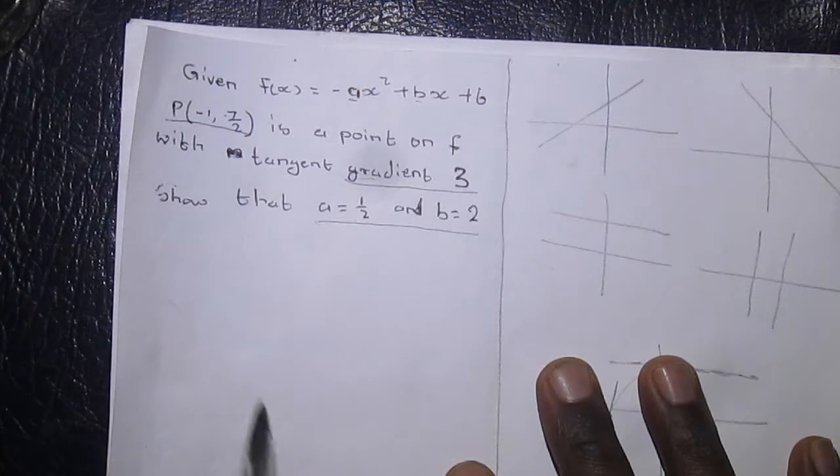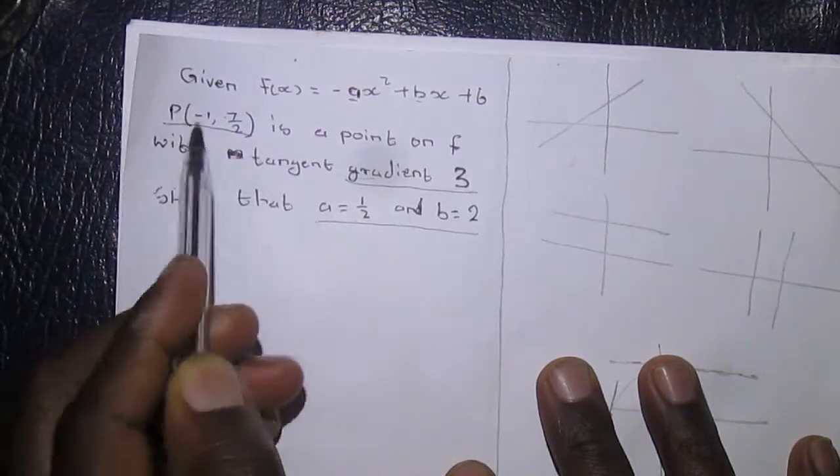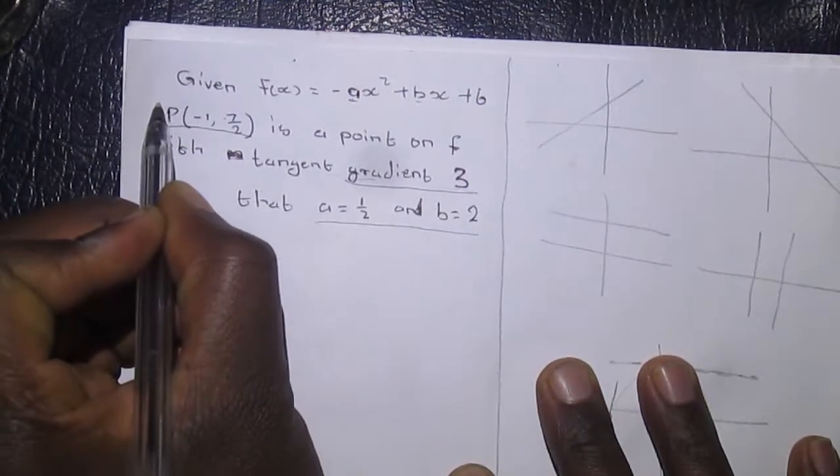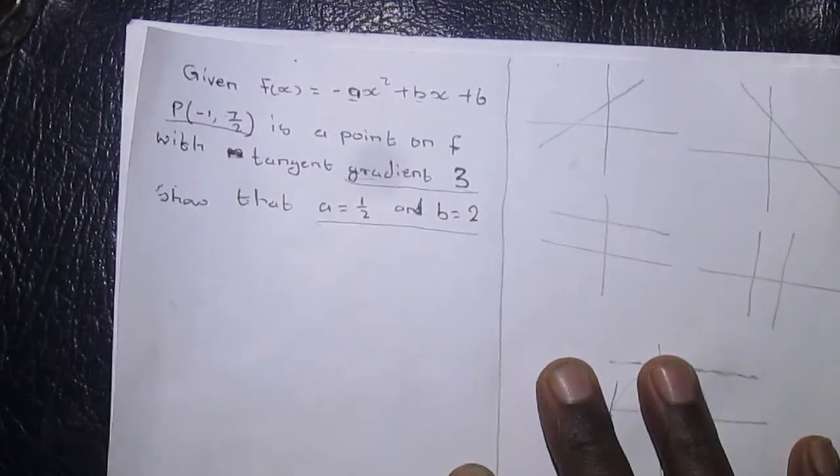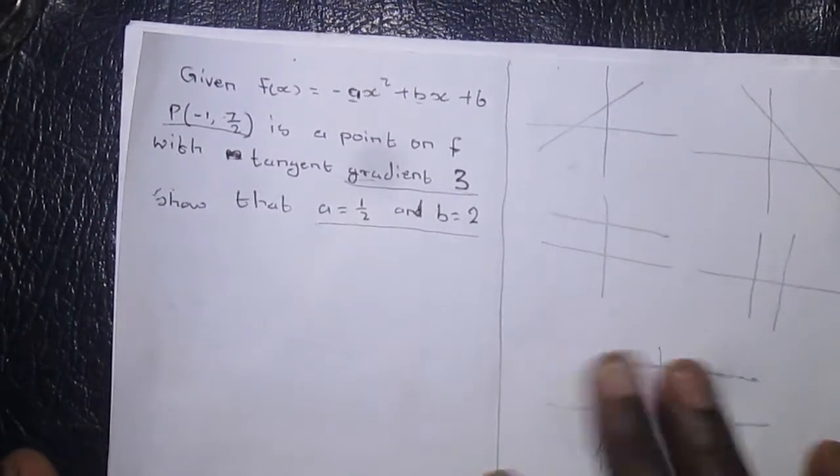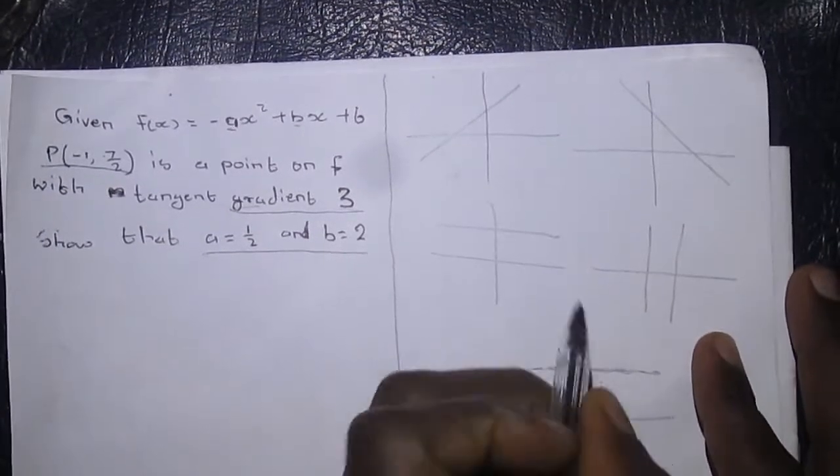Okay, now you have a point, you have a gradient. What does that tell you about the graph? How do I find them? Now, first of all, let's firstly tackle the gradient part.